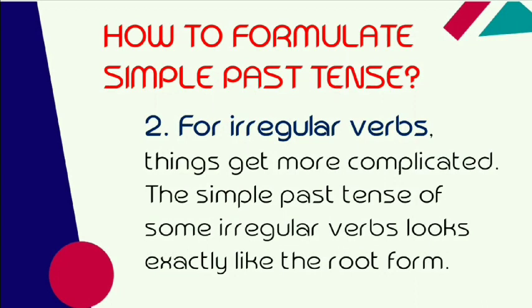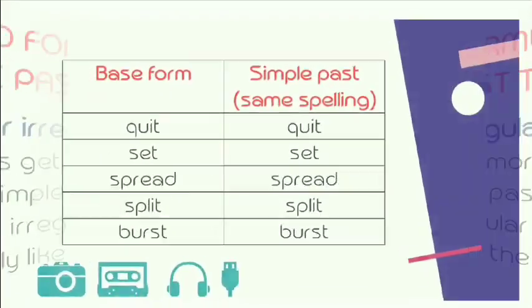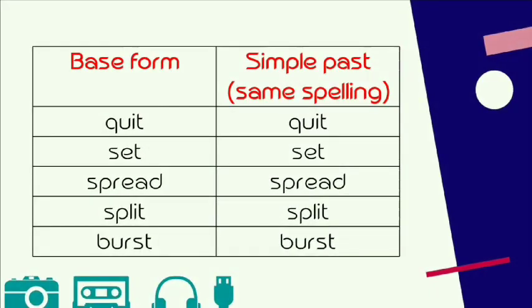Another tip, number 2. For irregular verbs, things get more complicated. The simple past tense of some irregular verbs looks exactly like the root, so it will not change at all. Let's look at the examples. The base form and the simple past have the same spelling. The base form is quit, and the simple past is quit. Set is to set. Spread is to spread. Split to split. Burst is to burst.